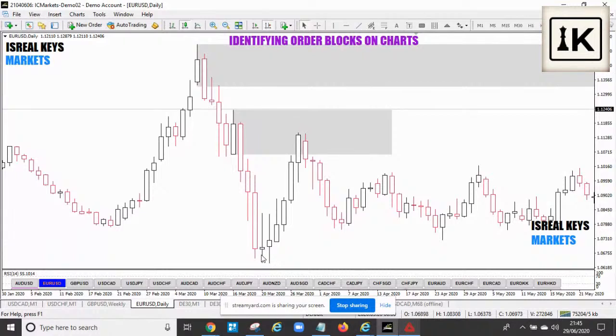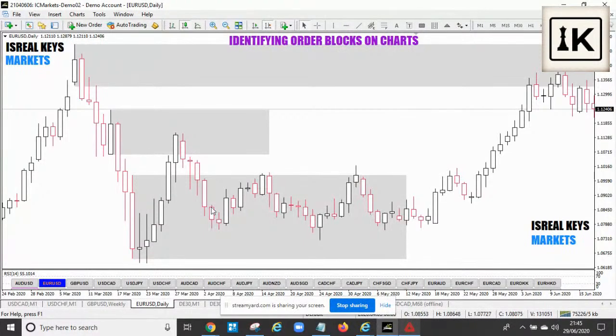Now price dropped and then rallied up from this level. This level's got a huge bullish order block. Massive, like huge. So now price rallied out of that and went straight back into that bearish order block.